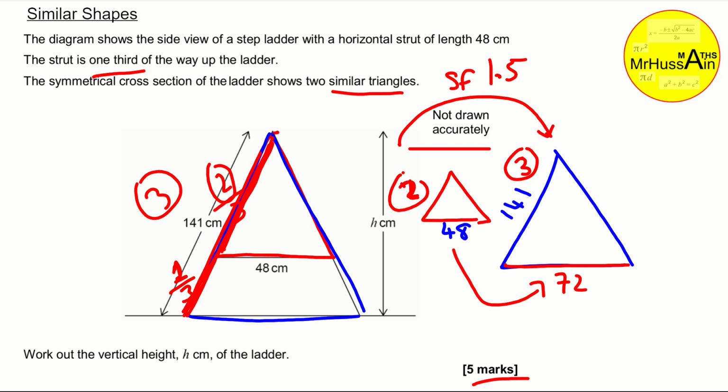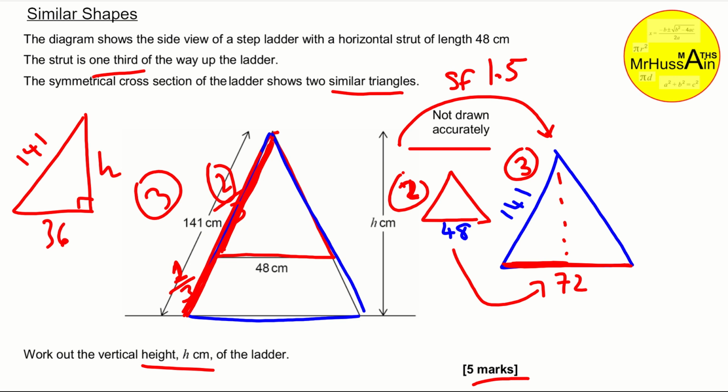And that 1/3, I'll repeat again, was the key. Now, what's the question asking you? The question's asking you to work out the height. Now we can do some basic Pythagoras for the remaining 2 marks. We know that it's 141. If this is 72, this must be 36. We're working out the height.